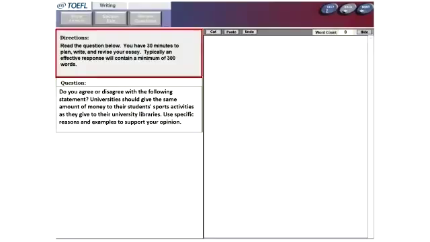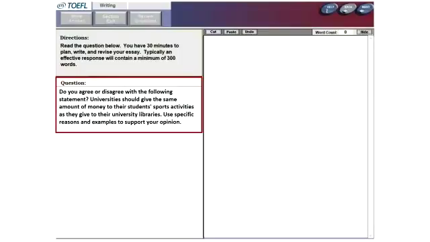Okay, and then you're going to see this on the screen. It's going to, again, repeat the directions, but in a more brief way. So read the question below. You have 30 minutes to plan, write, and revise your essay, and it should be a minimum of 300 words. Below the direction is your question. So this is the example question that I'm going to use throughout this lesson for my essay.